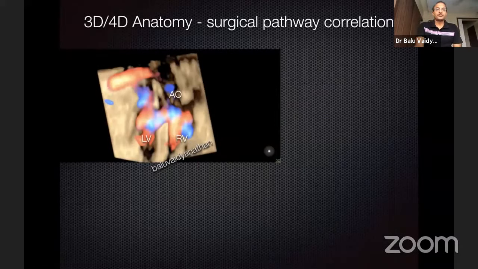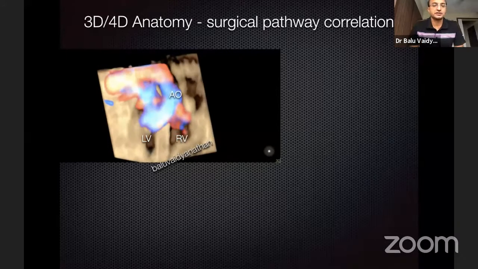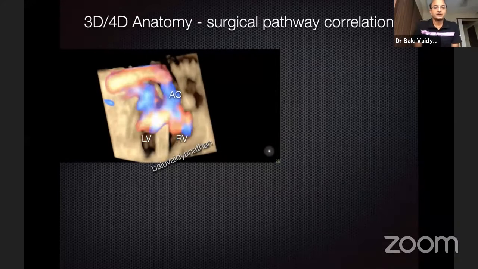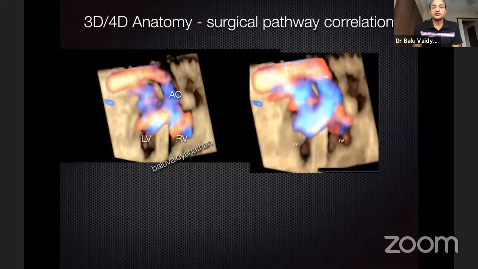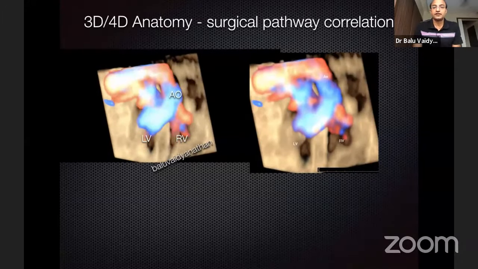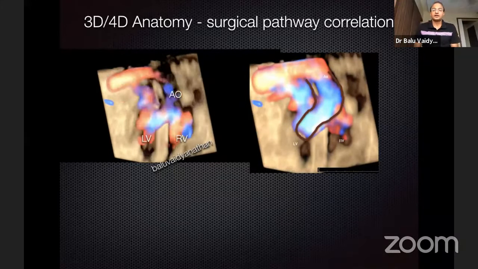So this is actually the surgical pathway reconstruction. This will make this very clear to you. And everything is annotated for easy understanding. You can see that the aorta is completely arising from the RV here. And the surgeon will have to close the VSD in this manner, so that he commits the LV to the aorta this way.